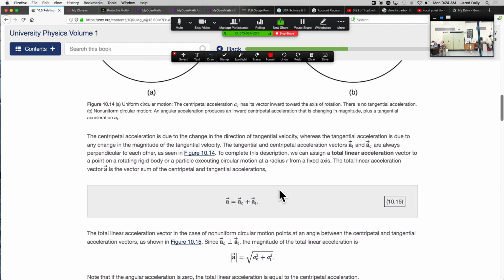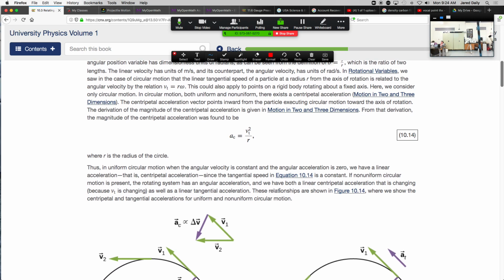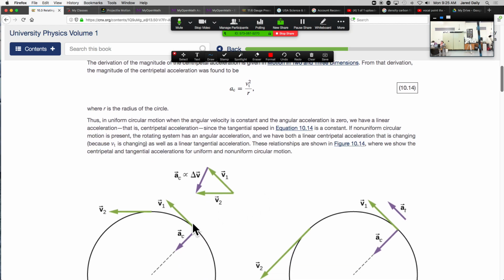Now there's something up here that I want to talk about, and that is the centripetal acceleration. So we're talking about a lot of different accelerations here. We have the linear acceleration, which is, if you're going in a circle, how fast you're speeding up along the edge of the circle, right?